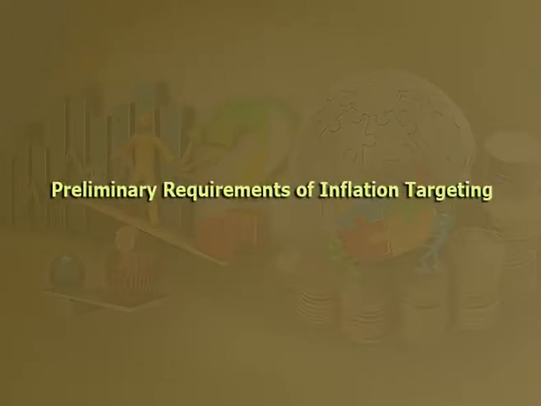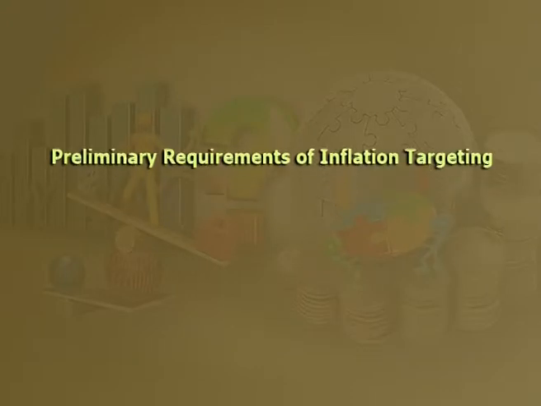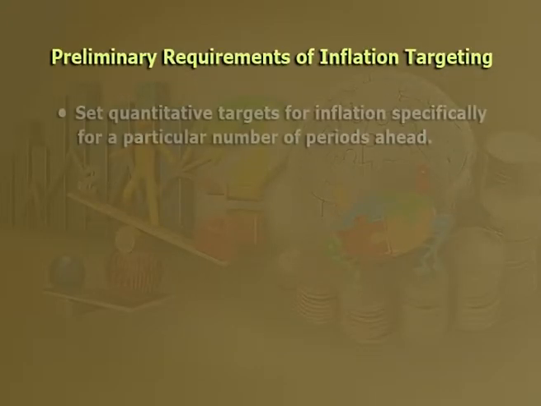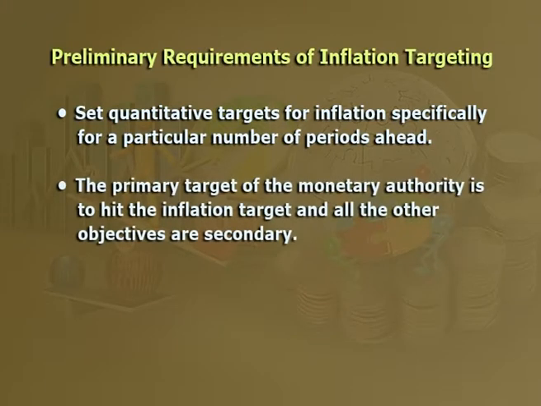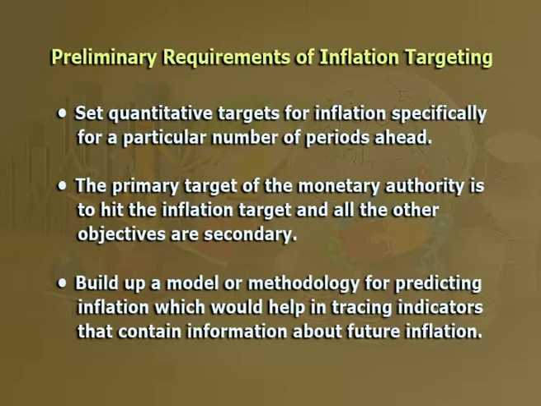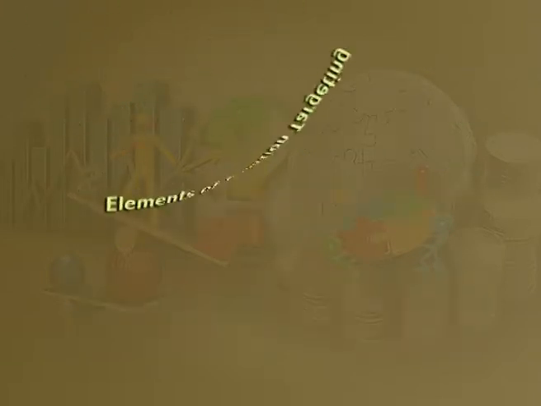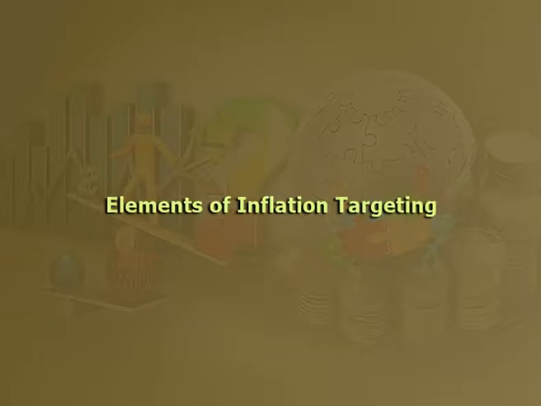After meeting these two requirements, there are several other preliminary requirements to be fulfilled. Set quantitative targets for inflation specifically for a particular number of periods ahead. The primary target of the monetary authority is to hit the inflation target, and all the other objectives are secondary. Build up a model or methodology for predicting inflation which would help in tracing indicators that contain information about future inflation. Now let us look at elements of inflation targeting.